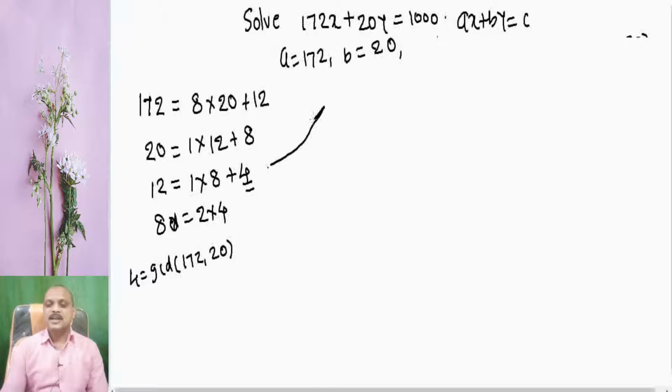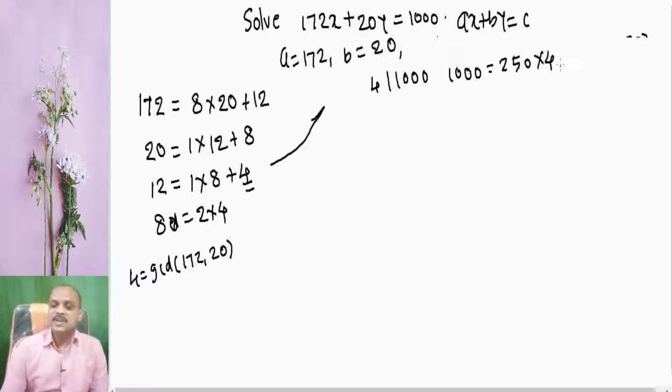Then you can see that this 4 is a divisor of 1000, which gives us 1000 equal to 250 into 4. Therefore this Diophantine equation has a solution. To find the solution, we express the greatest common divisor d equal to ax plus by.